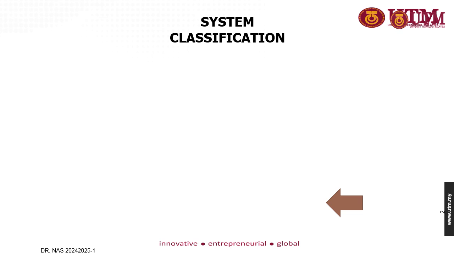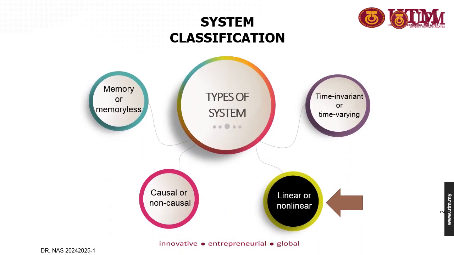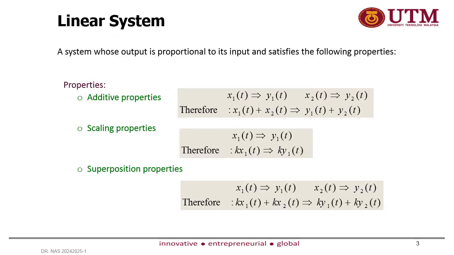Okay, in this slide we are going to discuss the linearity of a system. A linear system is a system whose output is proportional to its input, and it satisfies the following properties. The additive property.